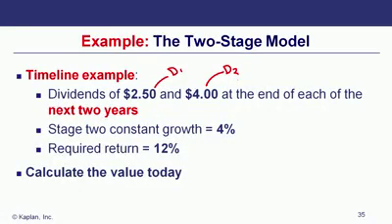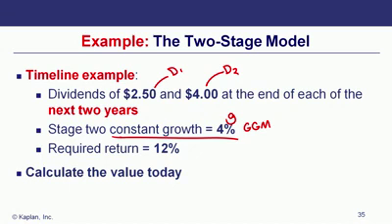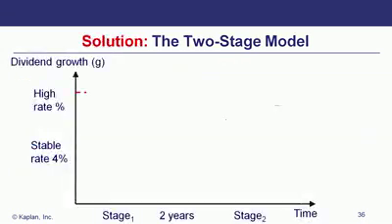After that, our stage 2 constant growth. So once we hit constant growth, I can use the Gordon growth model. The growth rate is 4%. Required return is 12%. Calculate the value today. So again, if you're comfortable with this, pause and get the answer. But here it is. This is how it's going to look.